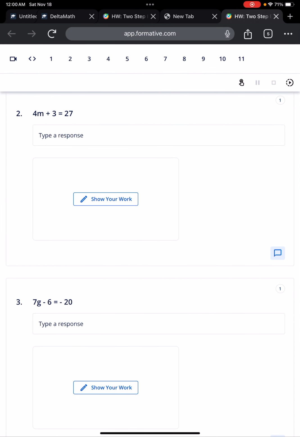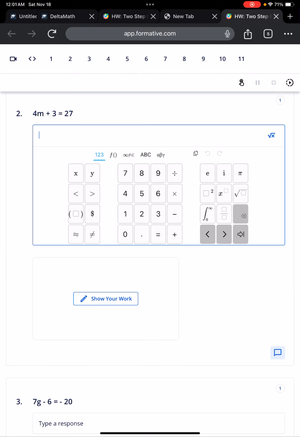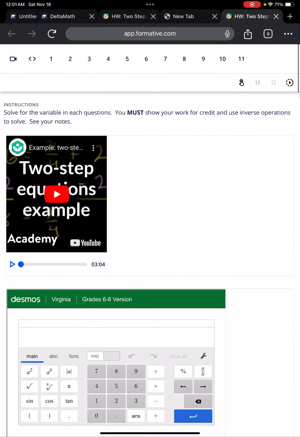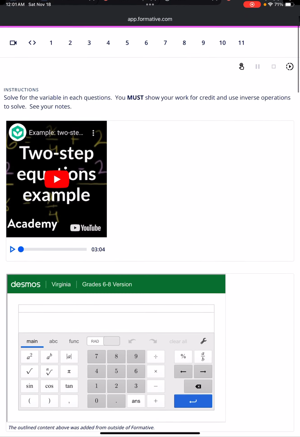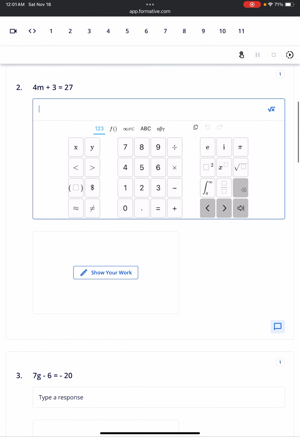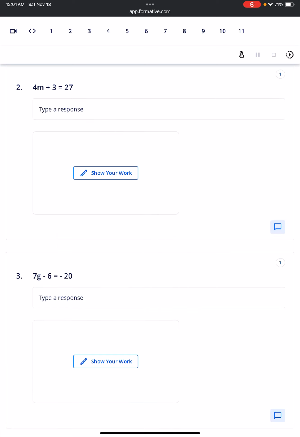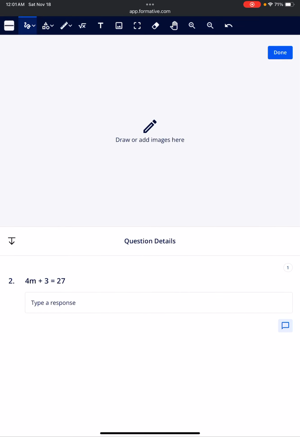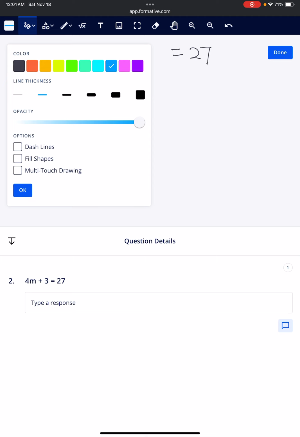I'm going to show you how to solve two-step equations, day 1. This is day 1. This assignment, two-step equations day 1. So let's look at number 2. You need to isolate your variable. And let me write it here. Try yourself first, and if you don't know what to do, then watch the video.